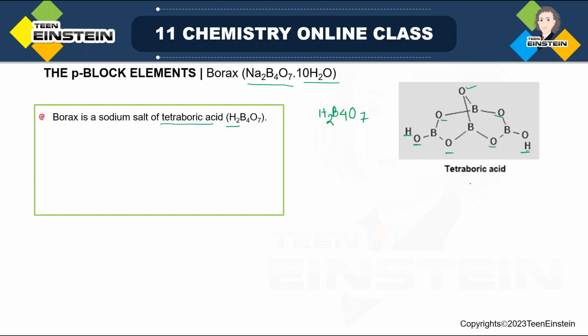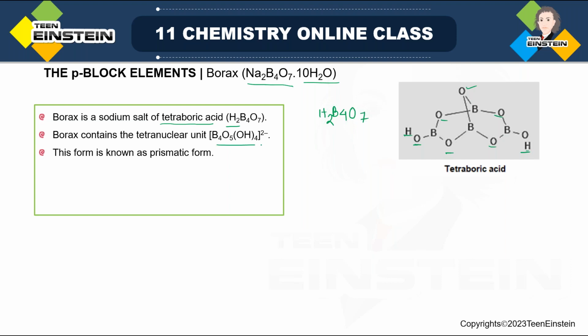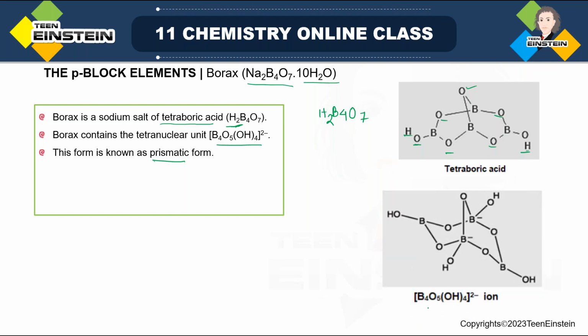And now when it is borax, the difference is, in case of borax, you have this type of ion, and this form has a specific name, which is known as the prismatic form. Now it is not a mere replacement of 2 hydrogens with sodium, there is also some negative charge and some extra oxygen there. So see, this ion is actually [B4O5(OH)4]2-. If you compare these two structures carefully, these two are actually the same. The only difference you can see is in this part.